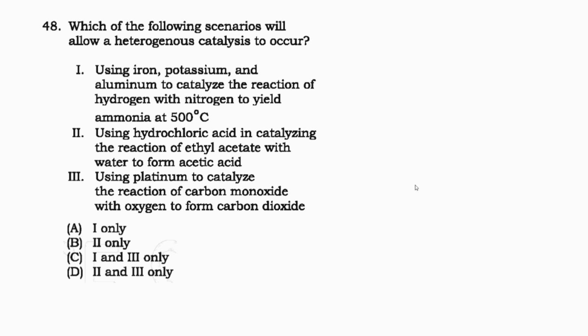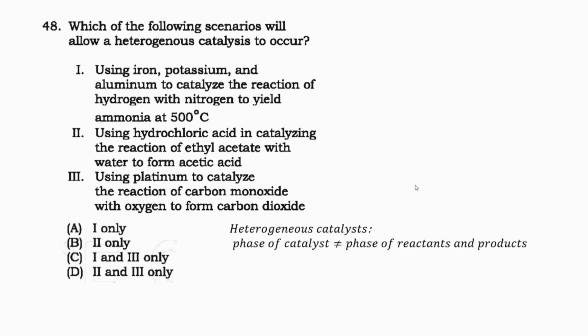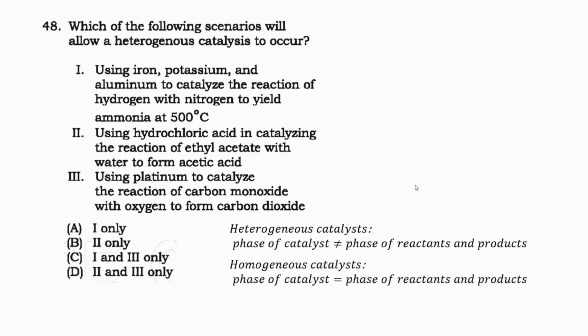Yung heterogeneous catalyst, yung phase niya ay iba sa phase ng reactants and products natin. So, pag solid yung catalyst natin, dapat hindi solid yung reactant or product natin. Pwedeng liquid or gas. Pag homogeneous naman, dapat pareho sila ng phase. Now, if you look at number 1, 2, and 3, yung sa number 1, yung iron, potassium, and aluminum natin, they are solid. Tapos yung hydrogen, nitrogen, at saka ammonia, they are gases. So, what can we say about the type of catalysis? It's heterogeneous catalysis. So, tama siya.